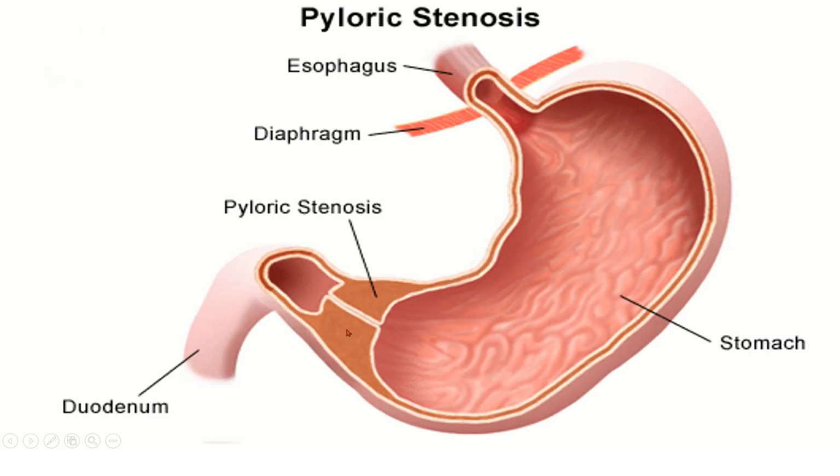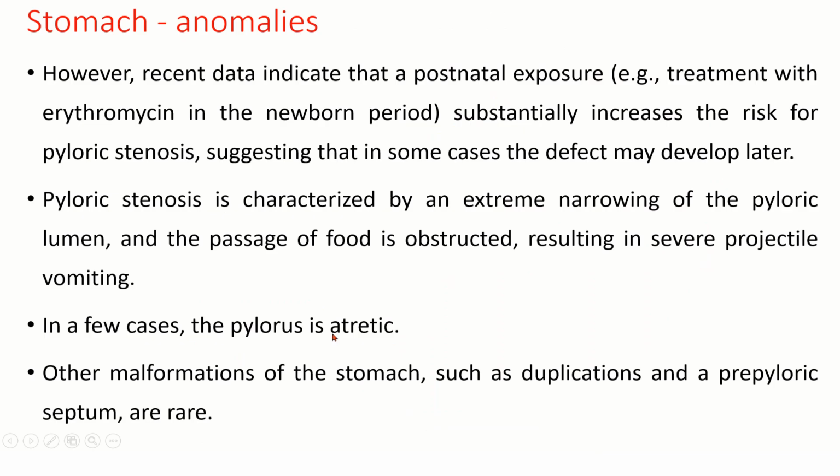You can see here, this is the pyloric stenosis. So it is characterized by extreme narrowing of the pyloric lumen, and there will be severe projectile vomiting. So sometimes pylorus is atretic. So other stomach anomalies are very rare.